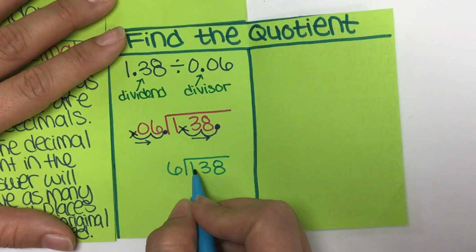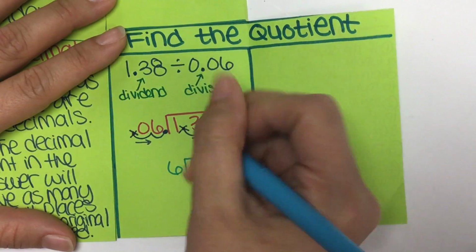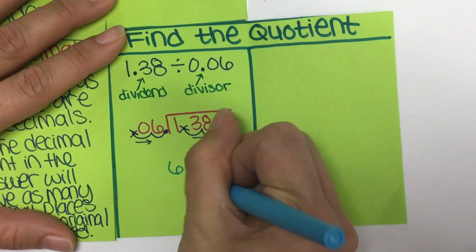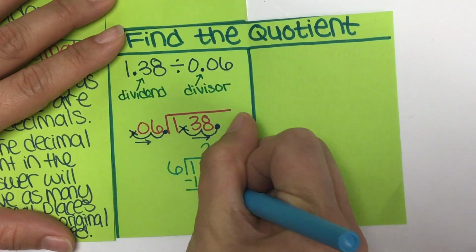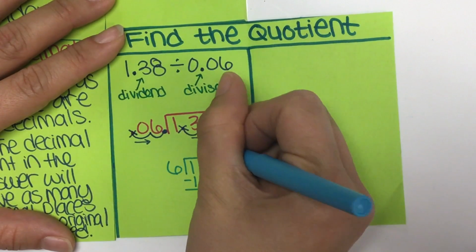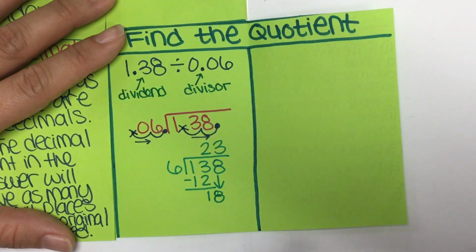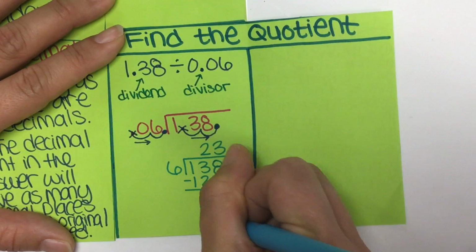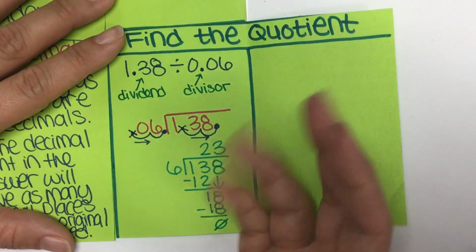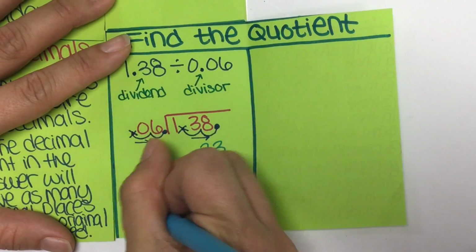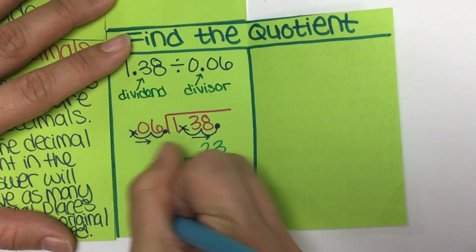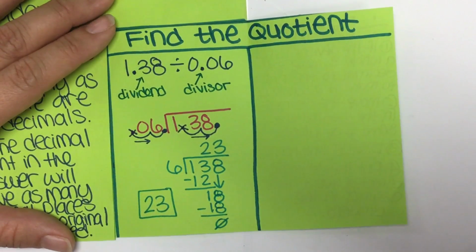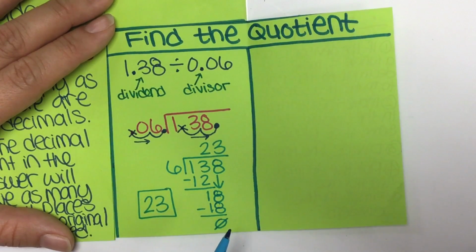6 doesn't go into 1, right? So 6 goes into 13 twice. That's 12. I'm left with 1, bring that 8 down. 6 goes into 18 3 times, and I don't need a decimal because in this point, 3 times 6 is 18, and I'm done with my division. So I have a beautiful number. My answer is 23, and there didn't need to be a decimal in that one. So a lot of times that will happen.